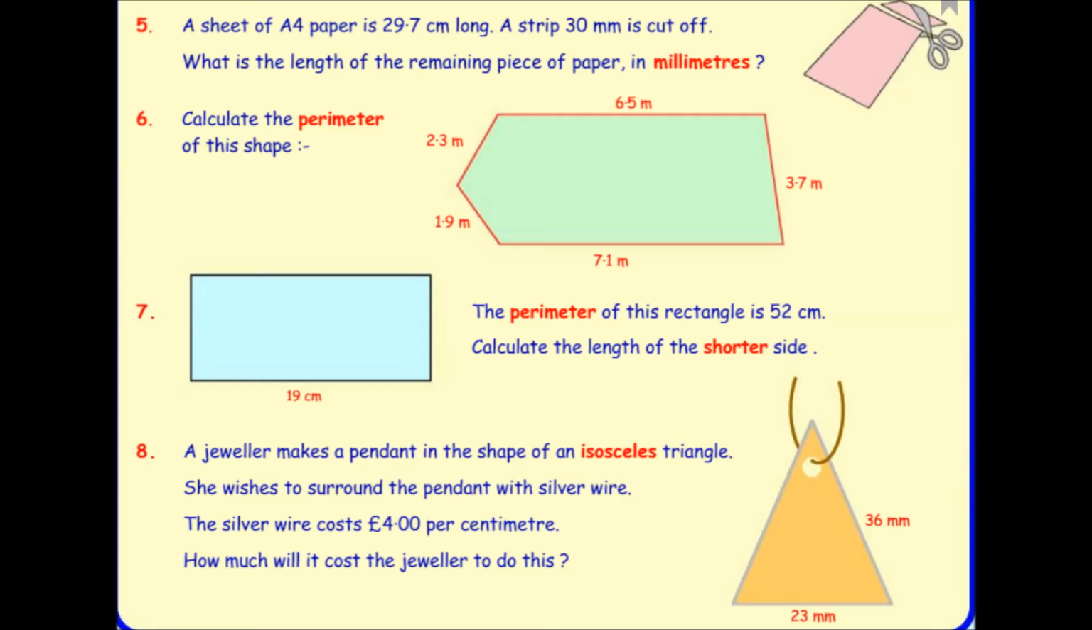And finally, number 8, a jeweler makes a pendant in the shape of an isosceles triangle. An isosceles triangle is where you've got 2 sides of the triangle are the same length. I'm pretty certain you haven't covered that. She wishes to surround the pendant with silver wire. The wire costs £4 per centimetre. So how much will it cost the jeweler to do this?